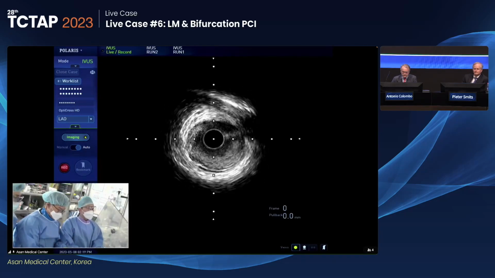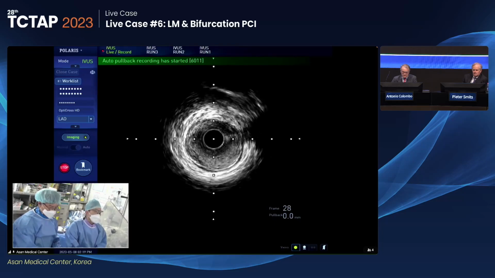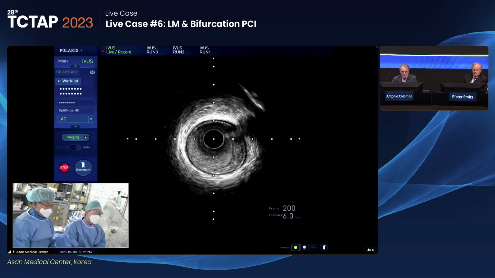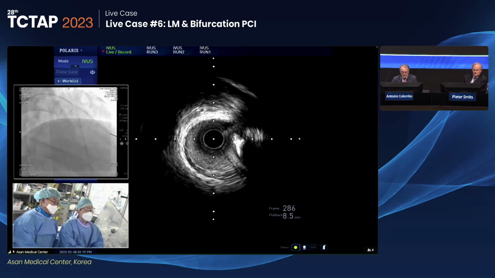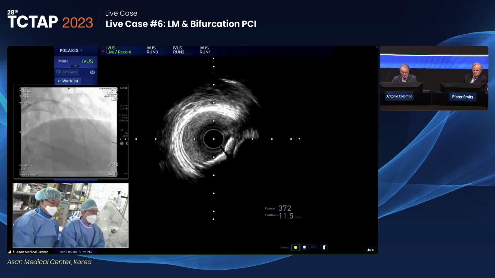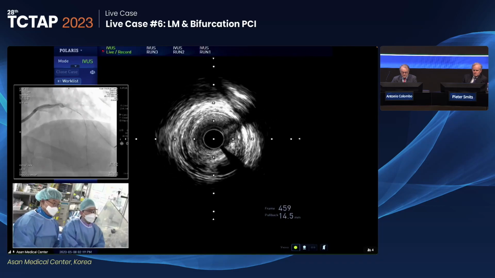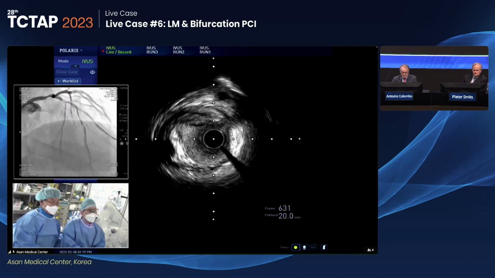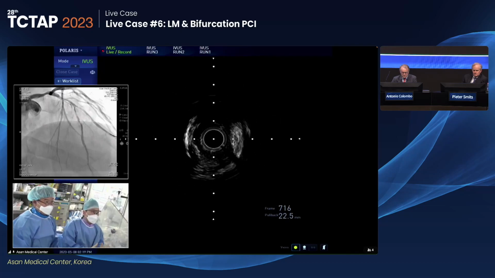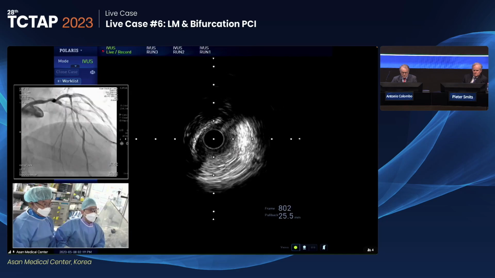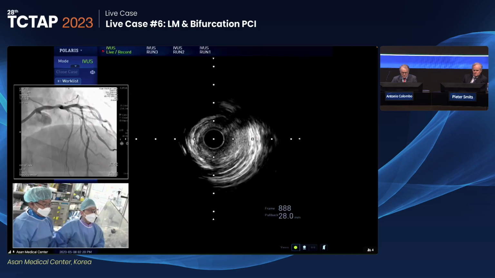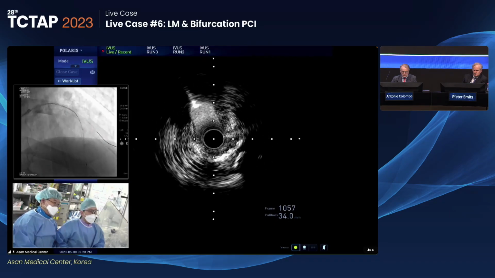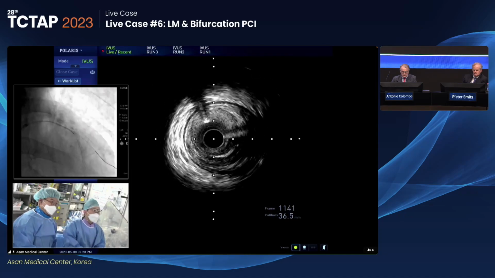Yeah, here's the mid LAD. Let's see. This is 1 millimeter pullback, and the plaque begins. The vessel size is 3.0. Oh yeah, angiography. And here is the calcified region, and I applied 2.5 NC here. The calcium is not very concentric, but the lumen is okay. And here's a diagonal opening. Diagonal branch came in from 12 o'clock.